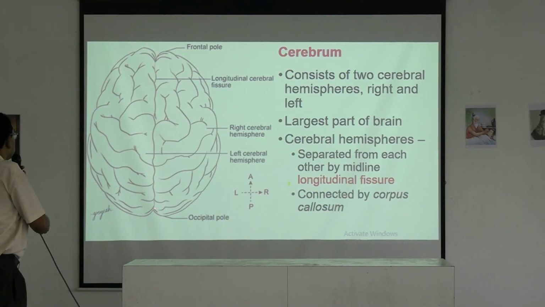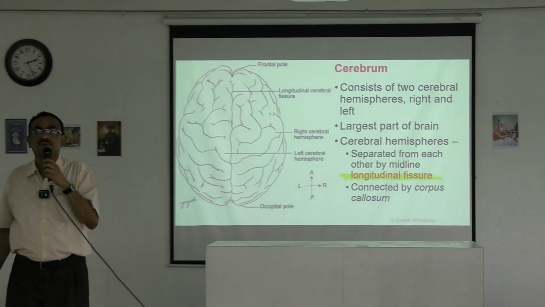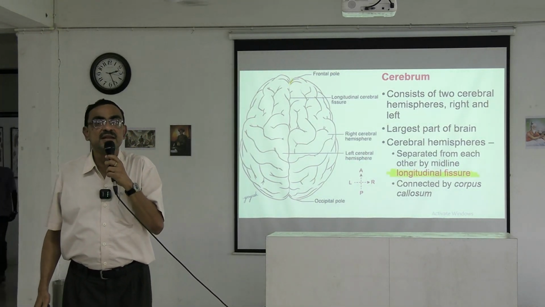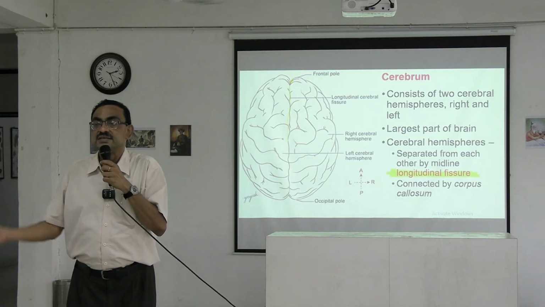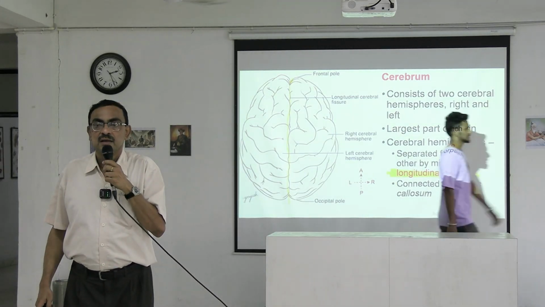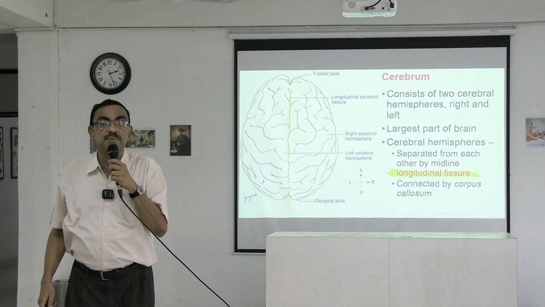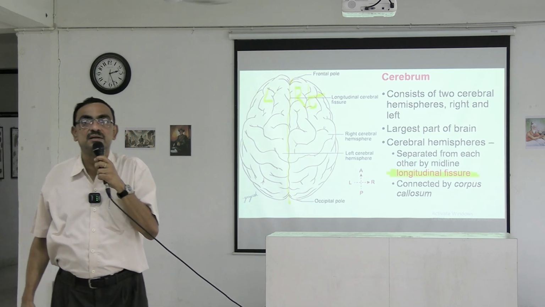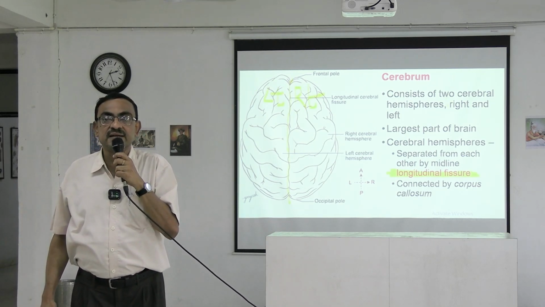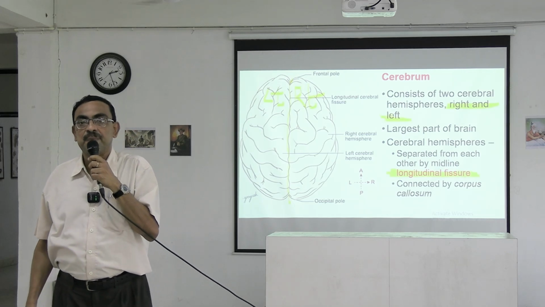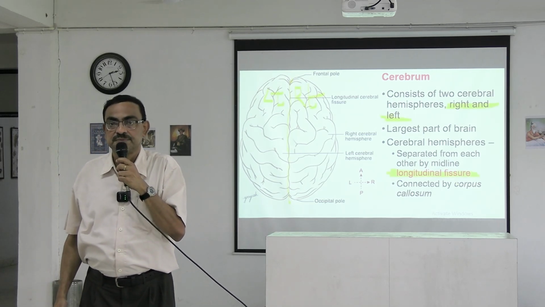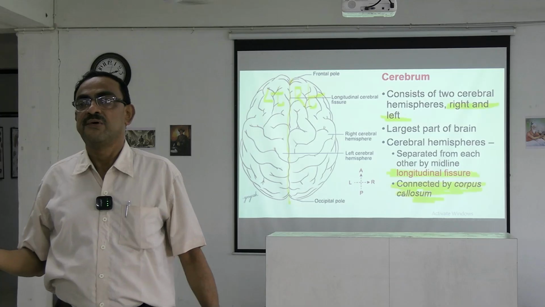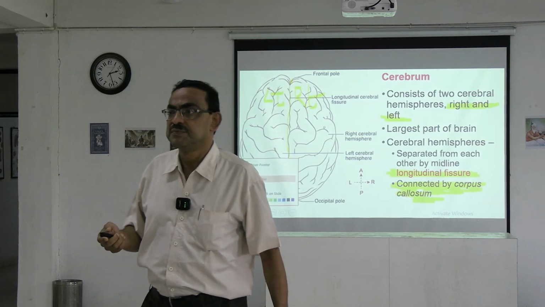This is the fissure which is longitudinally present from anterior to posteriorly, which is called the median longitudinal fissure, which divides the two cerebral hemispheres. And we know these two cerebral hemispheres are connected with each other by commissural fibers, and that is called corpus callosum. What is the function of corpus callosum?